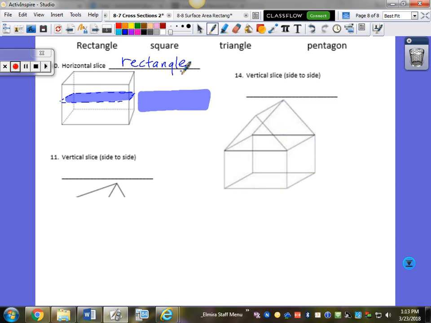Number 14 says vertical slice side to side. This one is just like the one in the notes. There's really not a lot of variation we can do with this, guys, so it's pretty straightforward. That's the shape I drew, and what I get is a 5-sided shape, which is a pentagon.